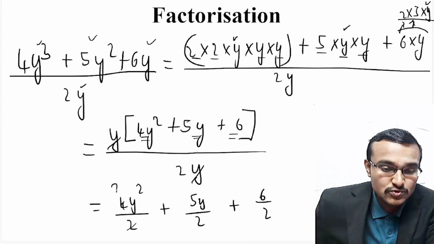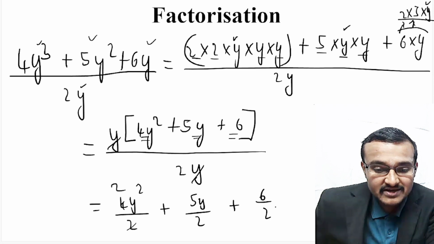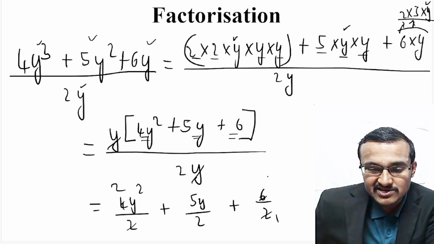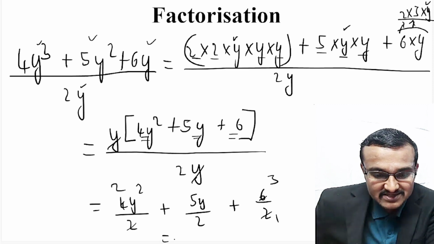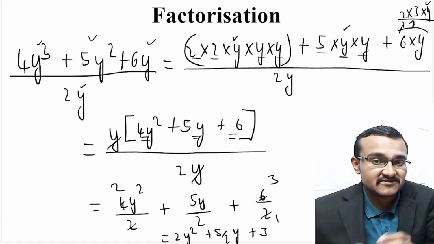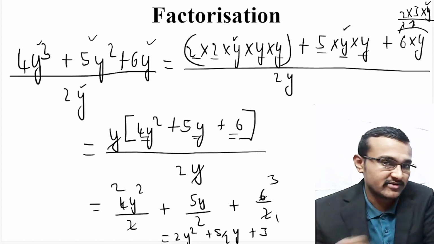So here 2 ones are 2, 2 twos are 4. Here it cannot divide. 2 cannot divide 5. So here 2 ones are 2, 2 threes are 6. So the final answer will be 2y square plus 5 by 2 into y plus 3. So this is the answer for this particular polynomial divided by a monomial.